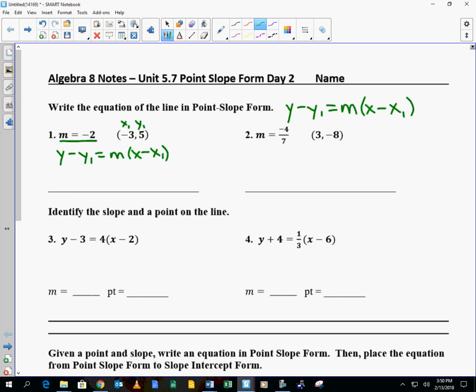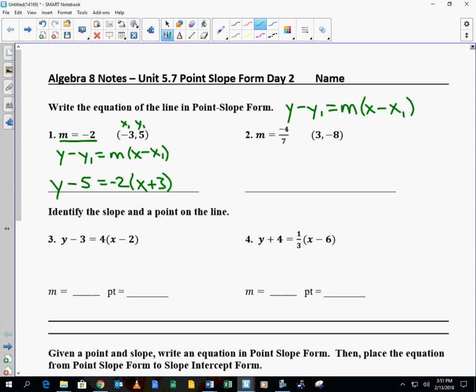So as I rewrite that, y minus y1 is 5 equals m is negative 2. And x minus a negative 3, I could write as x plus 3. So that's the equation. And if you could do that, you could get that problem right on your test. Okay? So that's a really good start right there.